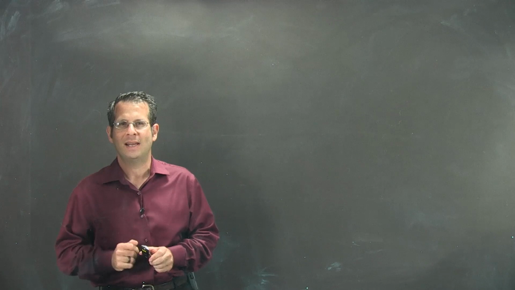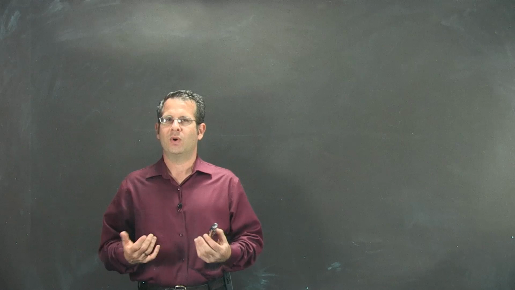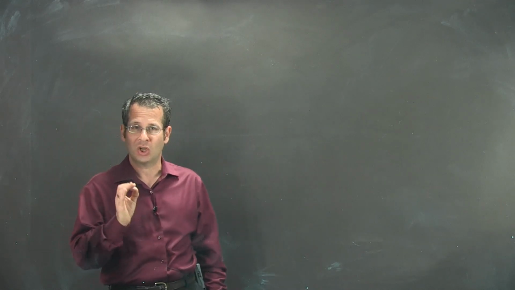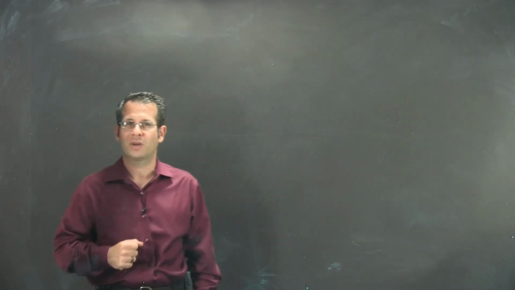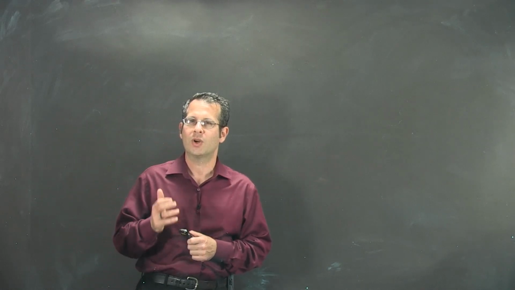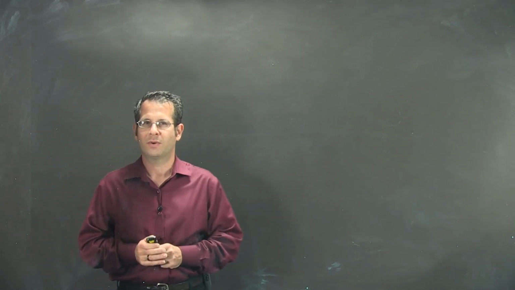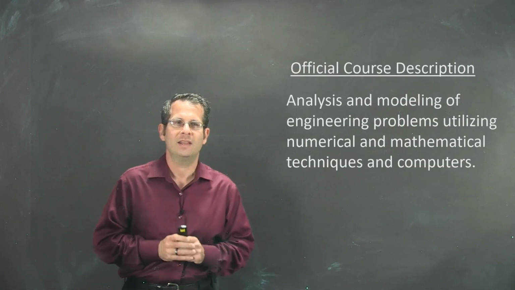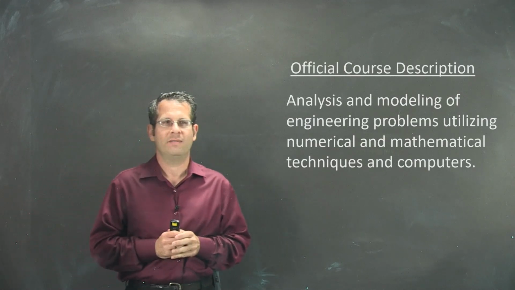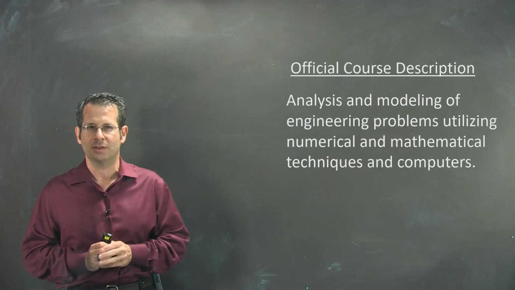So I'd like to spend this first lecture, lecture number 1, giving you an overview of what this class is actually about. The best place to start to learn what this course is about is, of course, to look at the course syllabus and the official course description on that syllabus. If you look at your course syllabus, or you go online to our department's website and look at the official course description for this class, you will learn that in this course, you will learn the analysis and modeling of engineering problems utilizing numerical and mathematical techniques and computers.